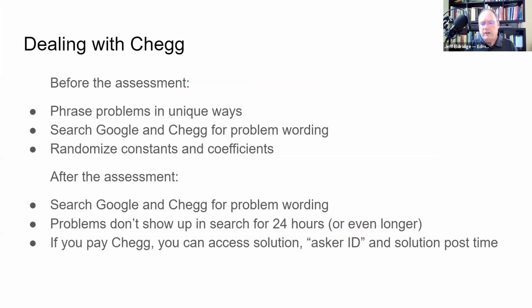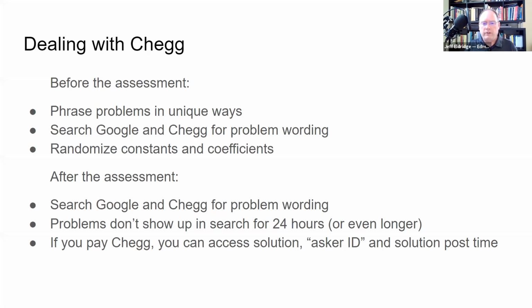Some things I do before the assessment is, like I mentioned, phrase the problem in a unique way so that it won't show up in a Google search for the students, but it'll show up after the fact if some student posted it online. And search Google and Chegg for your problem wording so that you're fairly confident that your version is somewhat unique.